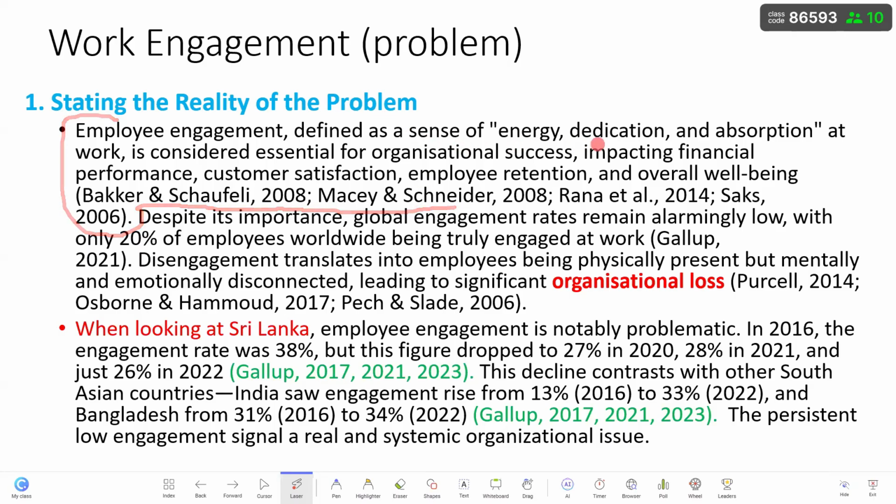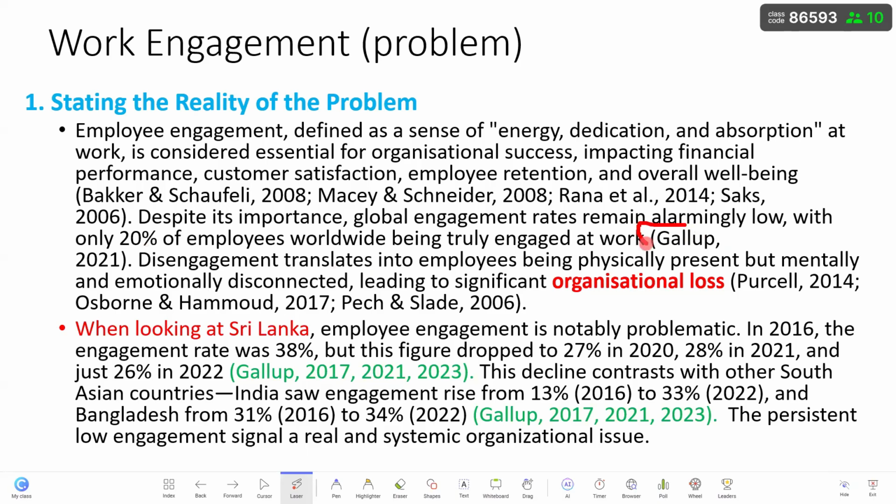"Employee engagement is defined as this and is considered essential for organizational success, impacting financial performance, customer satisfaction, employee retention, and overall well-being." So this is the importance of employee engagement. "Despite its importance, global engagement rates remain alarmingly low, with only 20% of employees worldwide being truly engaged at work." Out of the workforce globally, only 20% of people are engaged with their job. So that's a problem.